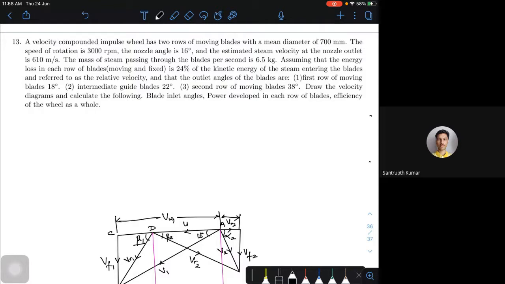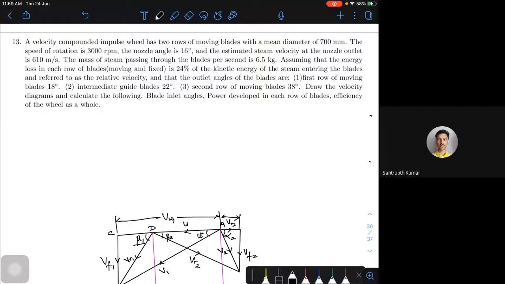What you have to do, you should see your loss is Cb square. So that 24% means the efficiency is 0.76. The Cb square, that is of Vr2 square by Vr1 square. That's the meaning of it. 24% of the kinetic energy of the steam entering the blades and referred to as relative velocity. It is going with respect to the relative, that is Cb square. Cb you have to find it actually. It is not 0.76. It is square root of 0.76 because your kinetic energy is square of your velocities.